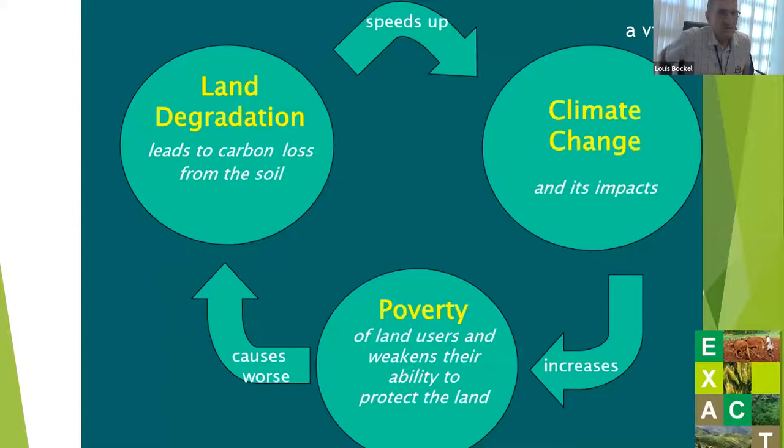What we can also say is that we have a vicious circle ongoing with land degradation, which leads to carbon loss from the soil, and which is speeding up climate change and its impact, which is increasing the poverty of land users and weakens their ability to protect the land, which is again causing worse land degradation. And this process is quite advanced.